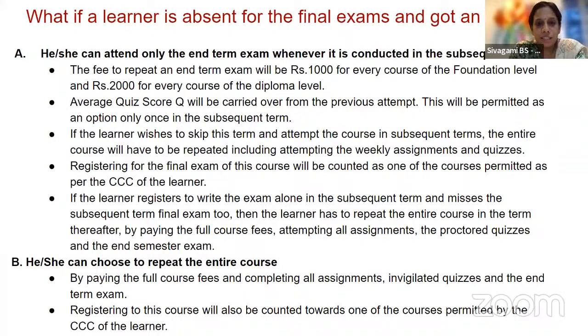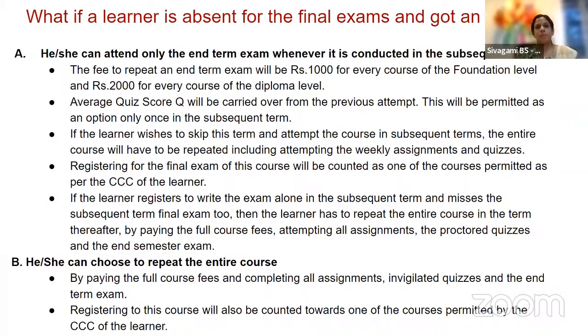If a learner wishes to skip this term and attempt the course in a subsequent term, the course will have to be repeated, including attempting the weekly assignments. That means you'll have to start from scratch from week 1. If a learner registers to write the exam alone in the subsequent term and misses the subsequent term final exam, suppose you miss the end term for the next term also, you'll have to repeat the entire course.